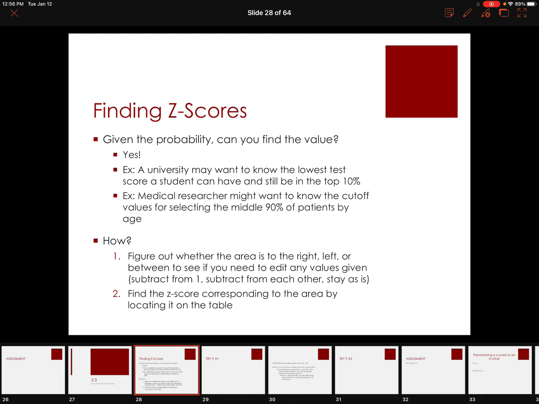Remember, if things are to the left, you do not have to touch anything. If things are to the right, we have to subtract from 1. And if things are between, we have to subtract their values from each other. And then step 2, you'll start in the middle of the table and you'll work your way out to find the z-score that corresponds to the area by locating it on the table.